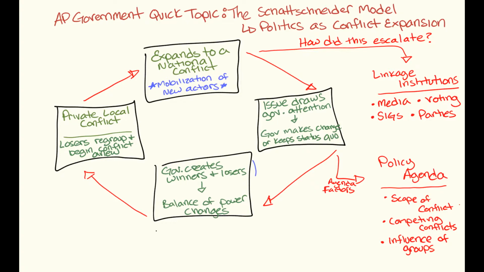The next step is that, because so many people are getting riled up and have heard about this issue through these linkage institutions, if enough voters care about an issue and enough people are talking about it, it's going to draw the government's attention. At this point, if it's a big enough conflict, it will end up on the government's policy agenda. You'll see everything from Congress having hearings about it to members of the House or the Senate going out and making public statements one way or the other on this particular issue.